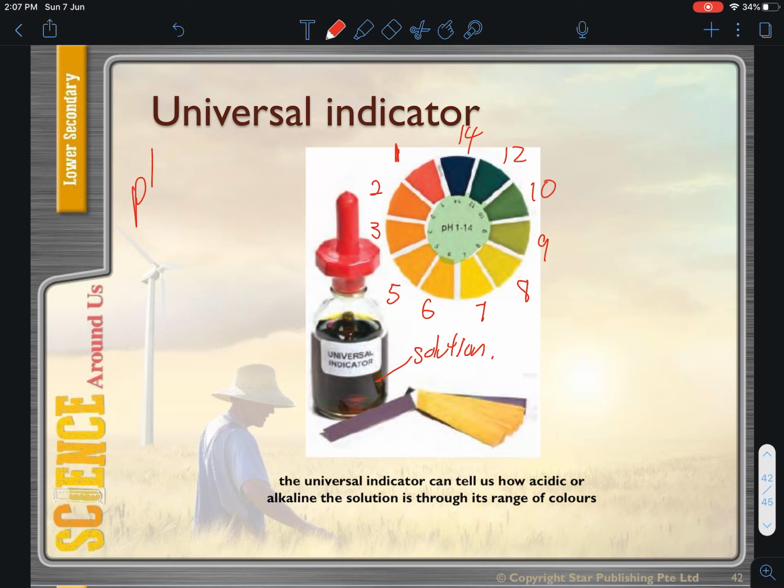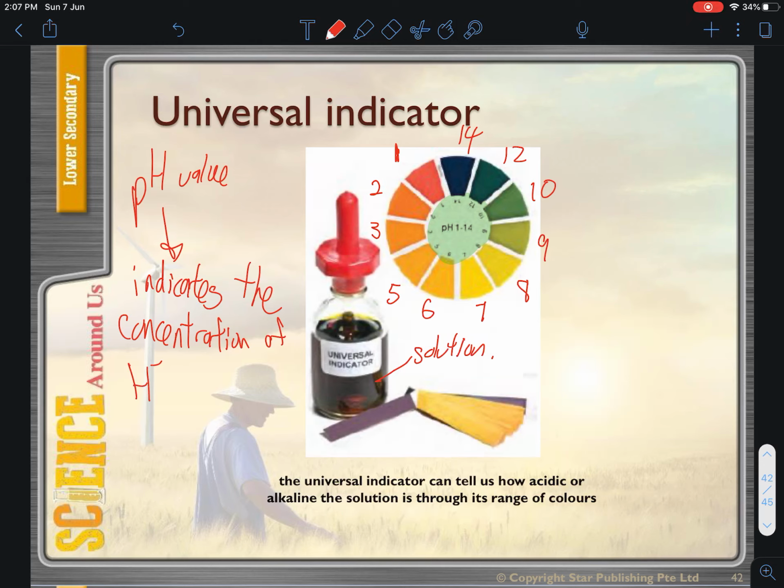Now, what is pH value then? pH value indicates the concentration of hydrogen ions in the solution. Now this one is a bit quite technical at your level now, but what is H plus ions? These are the ones. Just imagine an acid solution, right? When you put it into water, you dissolve into water, it will release the H plus ions.